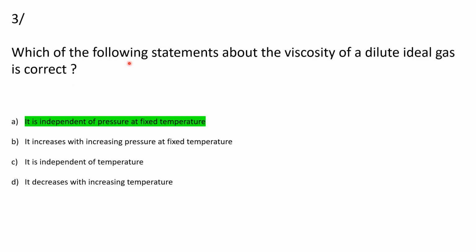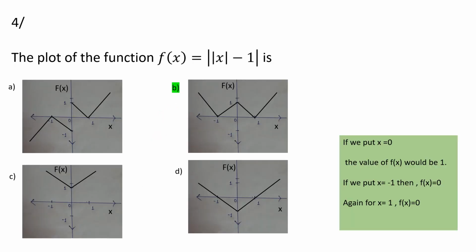Then, which of the following statements about the viscosity of a dilute ideal gas is correct? The options are: it is independent of pressure at fixed temperature, it increases with increasing pressure at fixed temperature, it is independent of temperature, and option D says it decreases with increasing temperature. So here the correct answer is it is independent of pressure at fixed temperature.